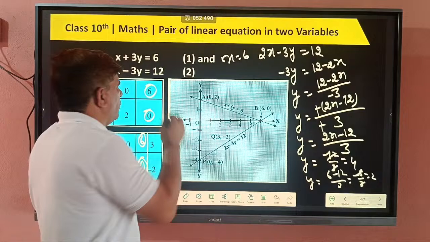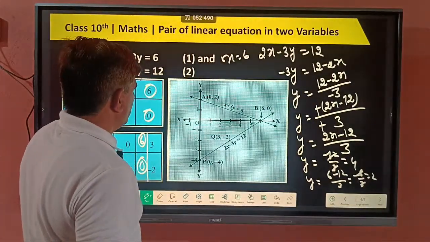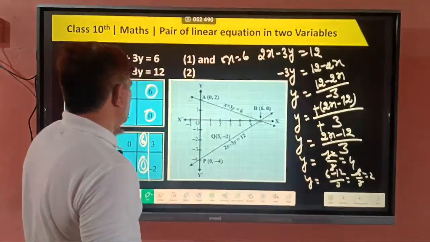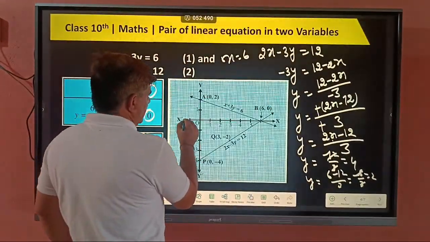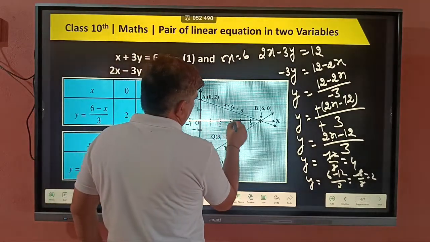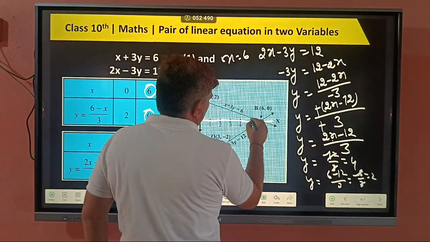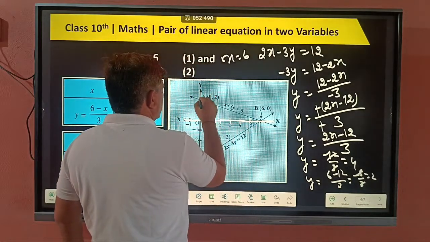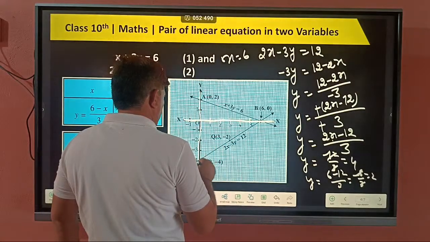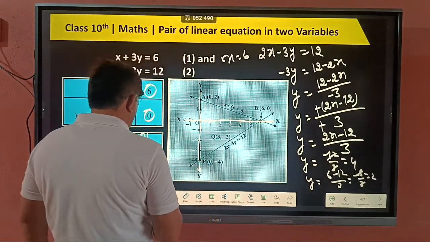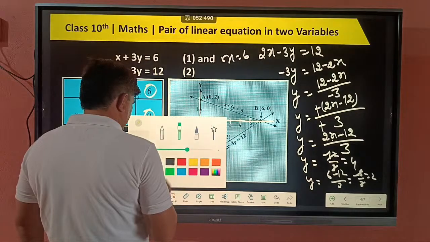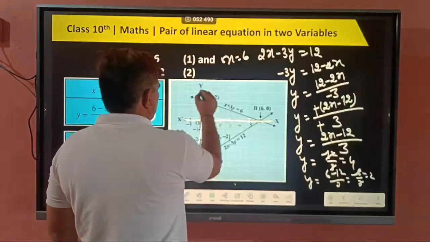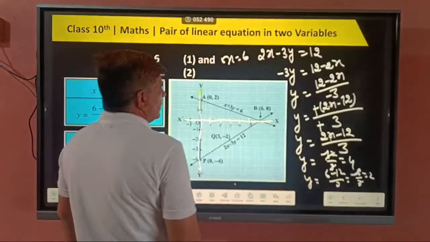If you draw the graph of it, first you can take x equal to 0 and draw this. This is the x-axis and this is the y-axis. Understood?